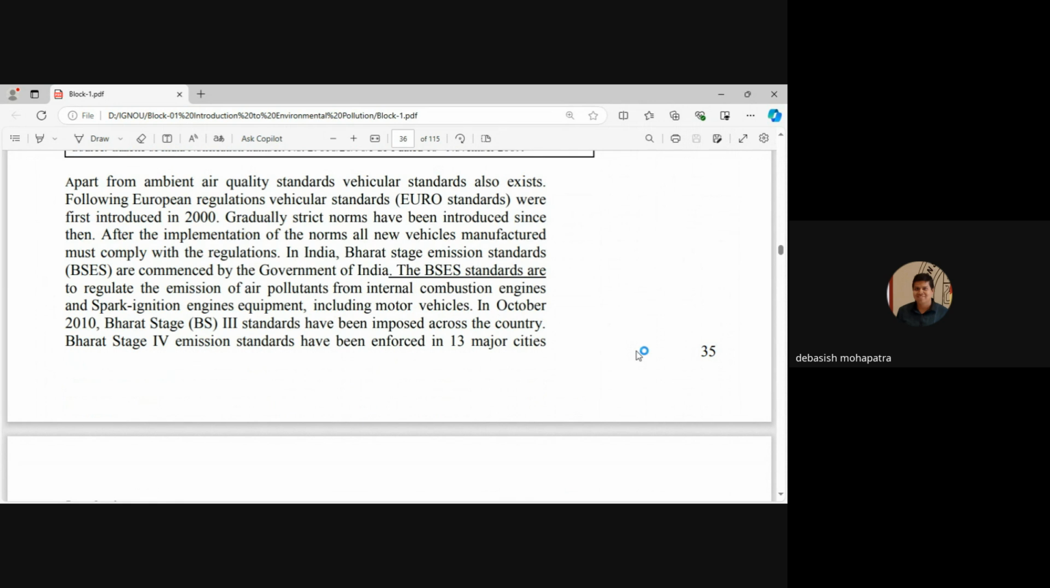So apart from ambient air quality standards, vehicular standards also exist. Following European regulation, vehicular standards (Euro standards) were first introduced in 2000. Gradually, stricter norms have been introduced since then. After the implementation of the norms, all vehicle manufacturers must comply with the regulation. In India, Bharat Stage Emission Standards (BSES) were commenced by the Government of India. So BSES is the engine type which are running in India.